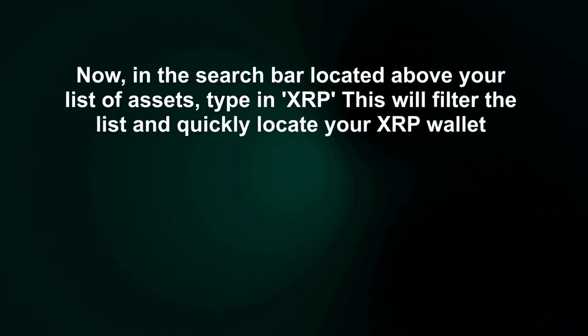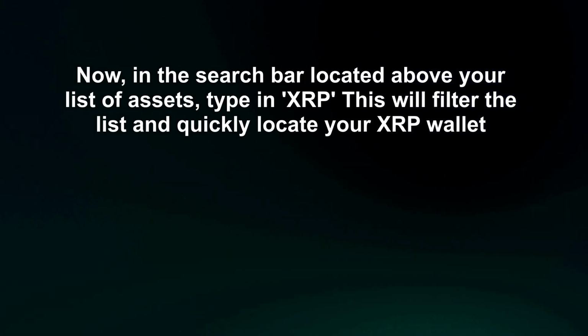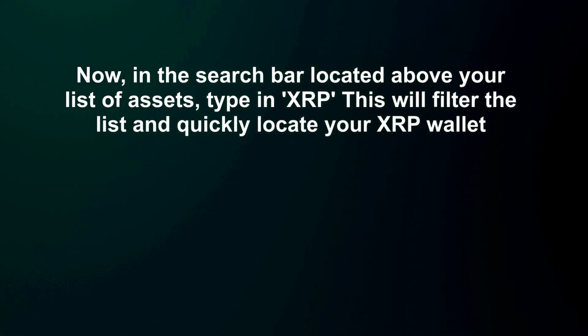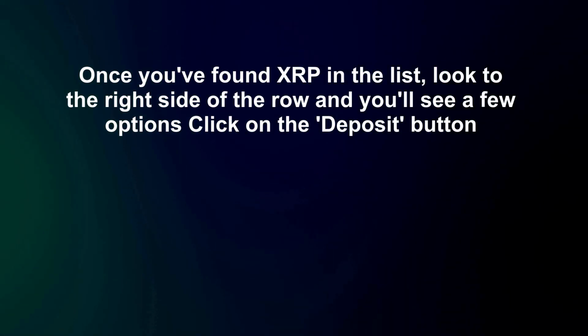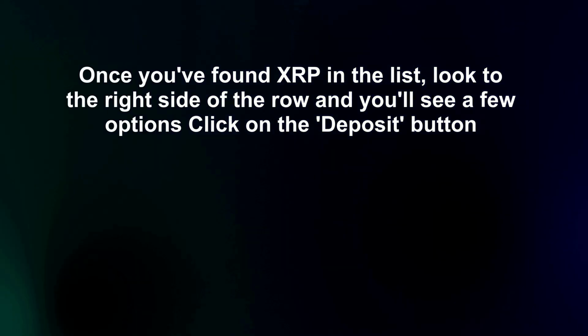Now, in the search bar located above your list of assets, type in XRP. This will filter the list and quickly locate your XRP wallet. Once you've found XRP in the list, look to the right side of the row, and you'll see a few options. Click on the deposit button.